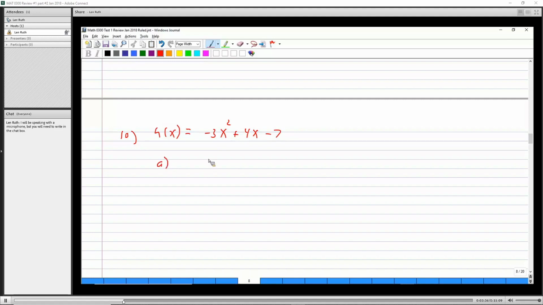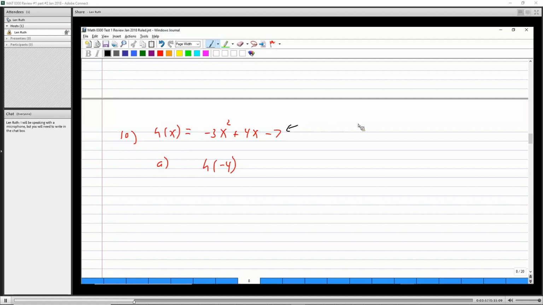Part A is evaluate h at -4. So that means you want to plug in -4 for all the x's. Now this can get tricky. It won't be so tricky on part A. It gets trickier on part B. What I would suggest is you either literally write what I'm about to write or at least think what I'm about to write.